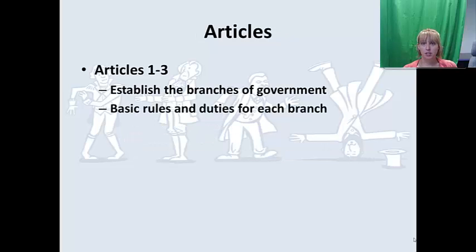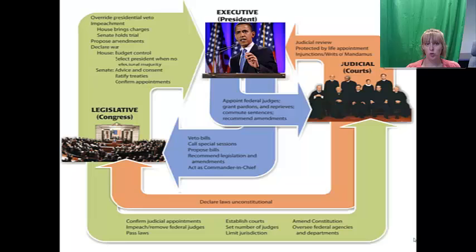So what do the Articles themselves do? Well, the first 3 are the ones that establish our branches of government. Each article aligns with a different branch and spells out all the rules for who can serve in positions within that branch of government, what powers that branch has, and some finer details. We'll talk about those in more detail shortly. But what it importantly spells out is the relationship between the branches.